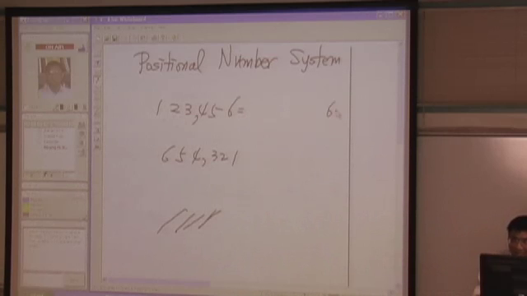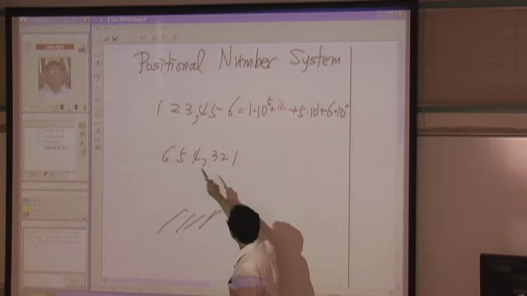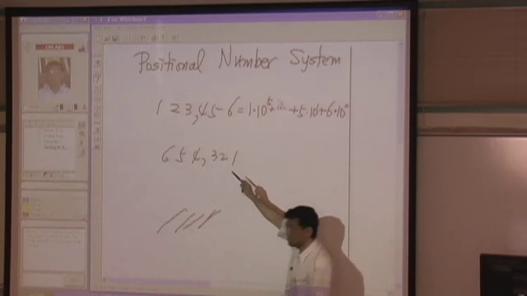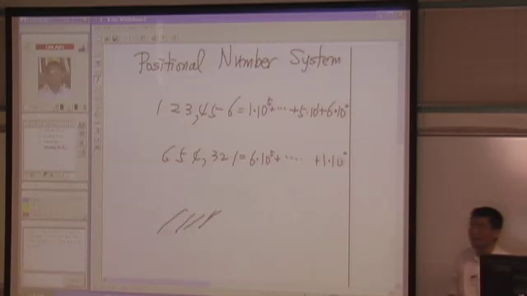6 times 10 to the power of 0, right? And then 5 times 10 to the power of 1, and so on, right? And then 1 times 10 to the power of 5. This is the meaning. Even though we just wrote down 1, 2, 3, 4, 5, 6, it has meaning like this. Or the other one, 6 times 10 to the power of 5, and then 1 times 10 to the power of 0. So this is the meaning.